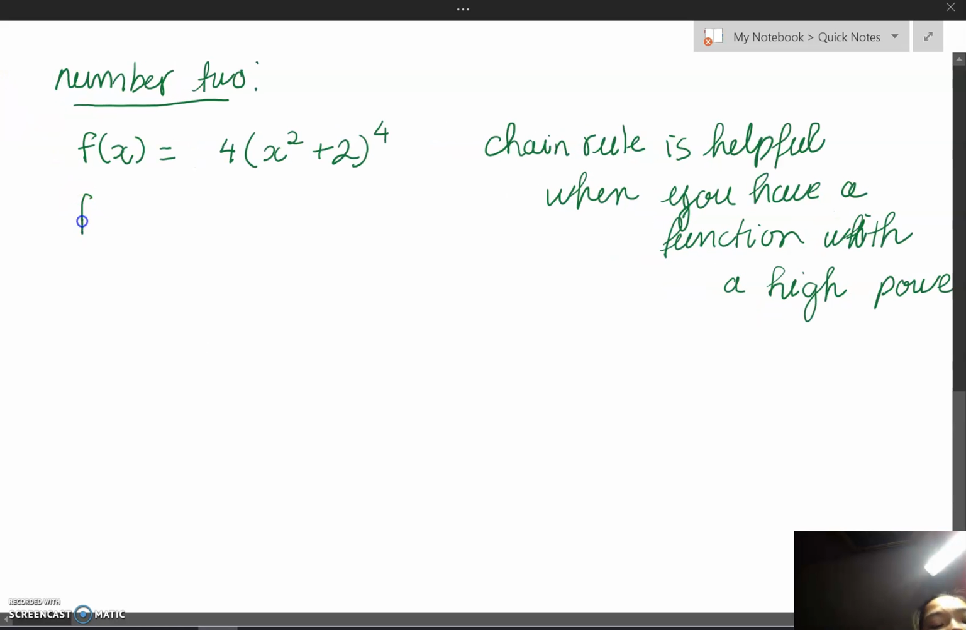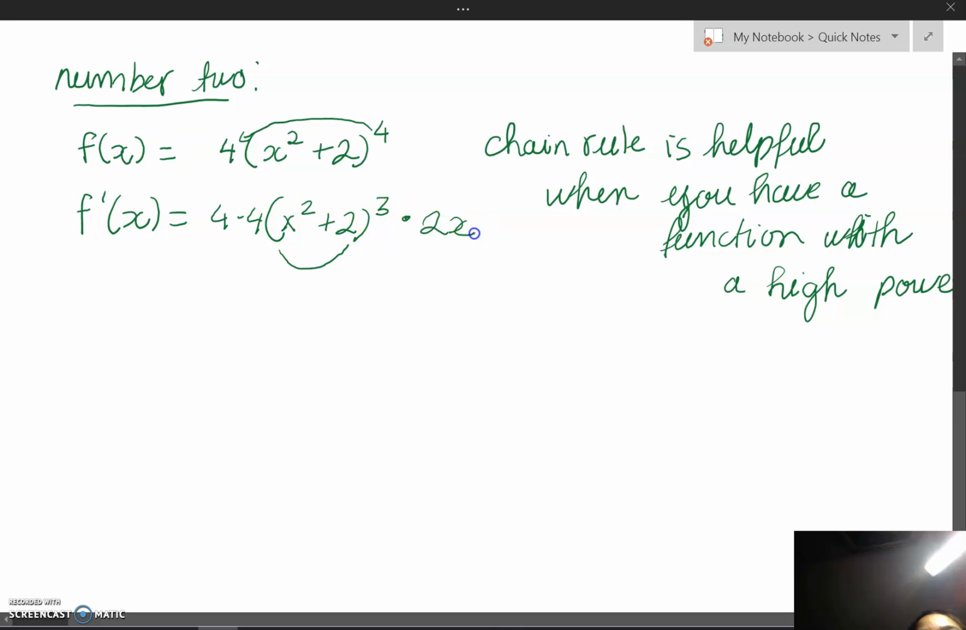So what chain rule says, f prime of x, the derivative of this function, is going to be you use the power rule first, so apply the power rule, bring down the 4, so 4 times 4, whatever is inside the parentheses stays the same, x squared plus 2, and then the power is going to decrease by 1, so 3, multiplied by the derivative of inside the parenthesis. This part right here, it's going to be 2x.